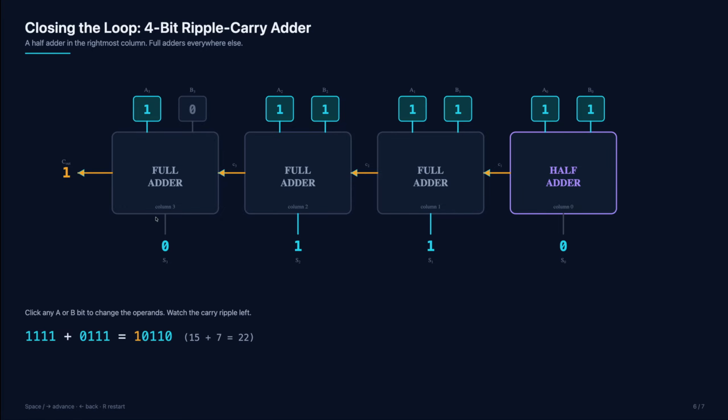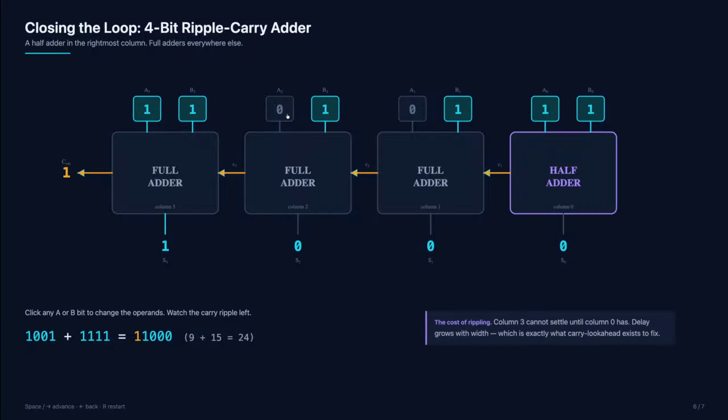Okay, so you can check answers here and click on different combinations and make sure that you understand how a ripple 4-bit carry adder works. The cost of the rippling is that each column can't settle till the previous column settles out. I think as you play around with this, it becomes obvious.